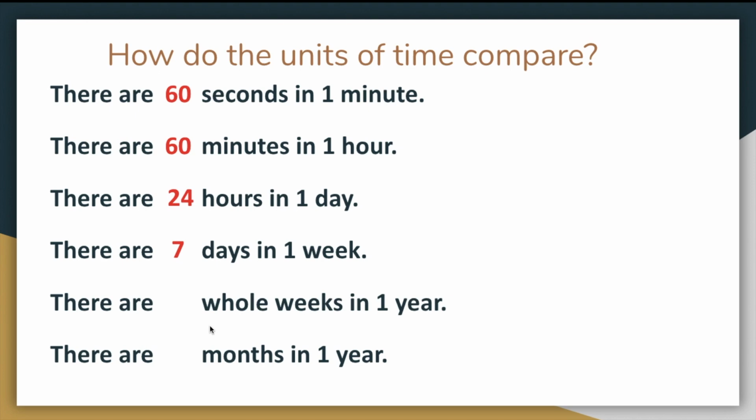How many whole weeks in 1 year? There are 52. And I say whole weeks because there are a few extra days in the year that are outside that whole 52 weeks. How many months in 1 year? There are 12 months in 1 year.